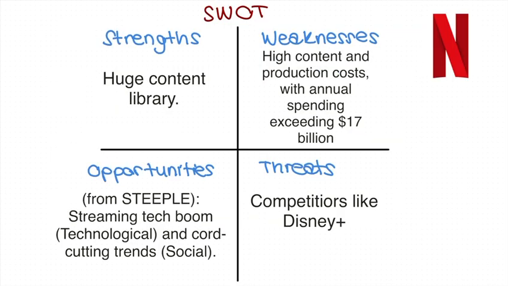Netflix also uses something like this. Let's break it down. Strengths: huge content library. Netflix has tons of their own shows and movies. These keep watchers hooked and paying. This is a huge internal win for Netflix. Opportunities: this combines STEEPLE and SWOT.